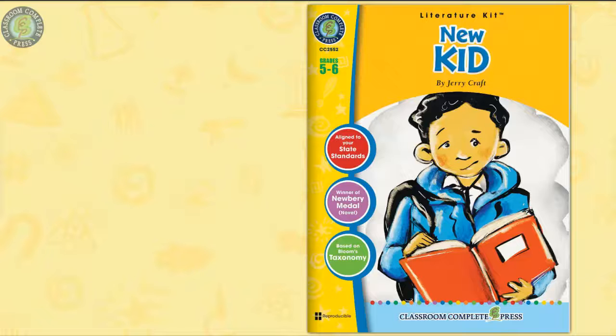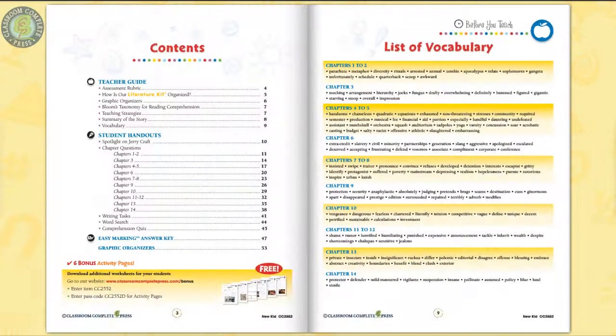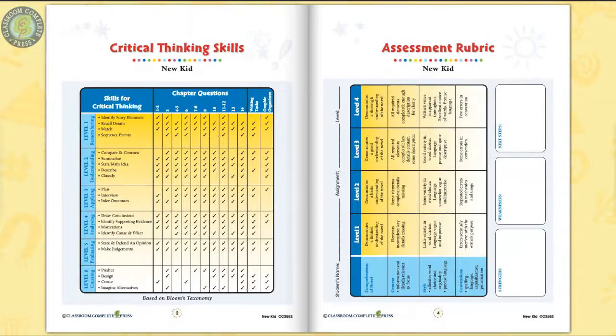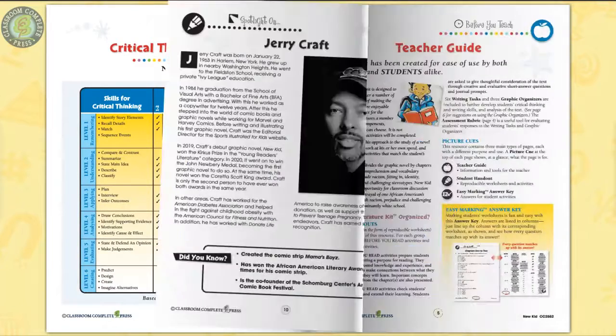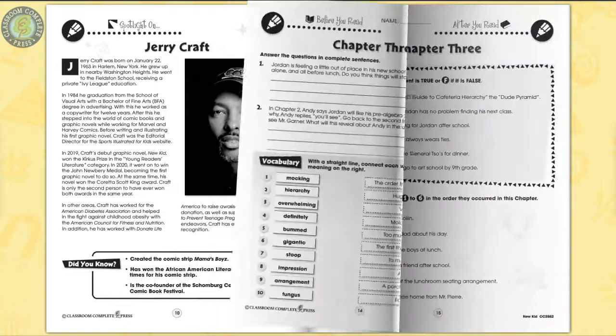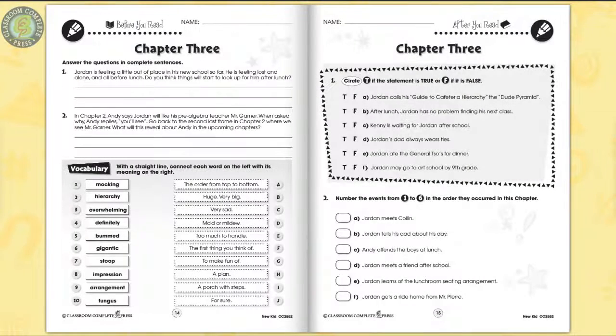This literature kit of the graphic novel New Kid by Jerry Craft allows educators to customize their unit for individual student needs. 55 pages chock full of a variety of scaffolding strategies incorporated in our Before You Read worksheets for each chapter section, along with vocabulary prompts to prepare your students for the reading, with rubrics, teacher guide, and author biography. Predict what will be revealed about the character Andy based on first impressions.